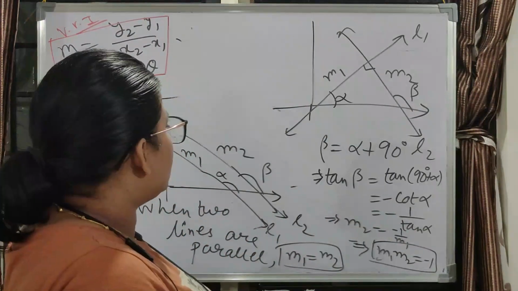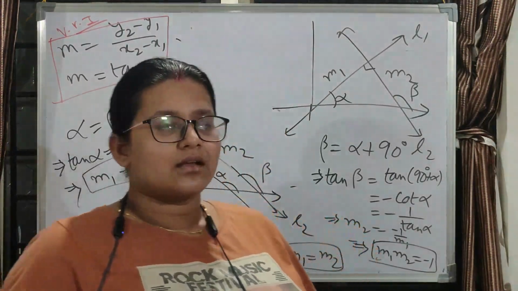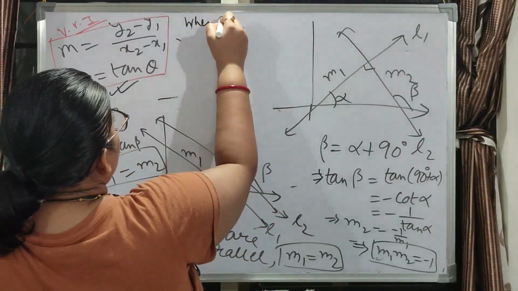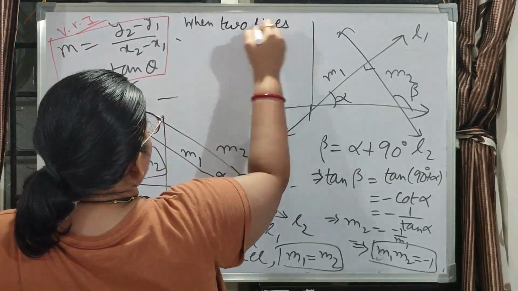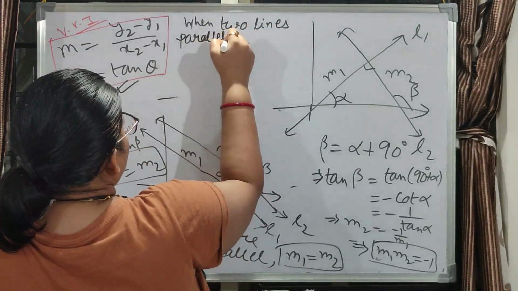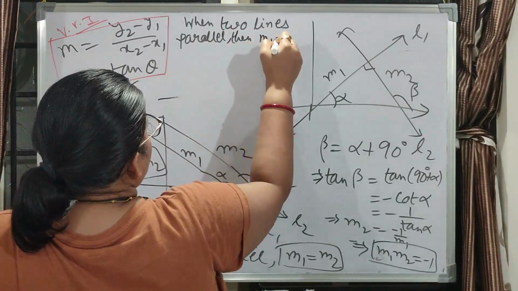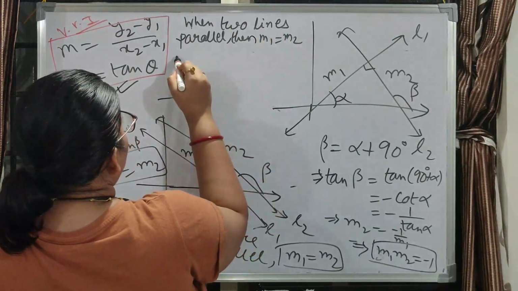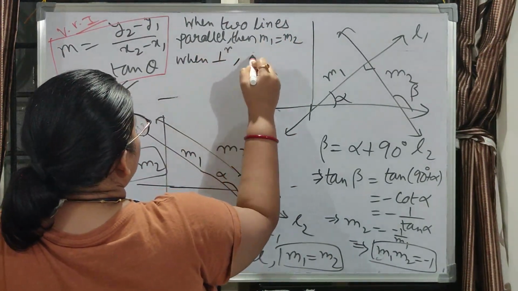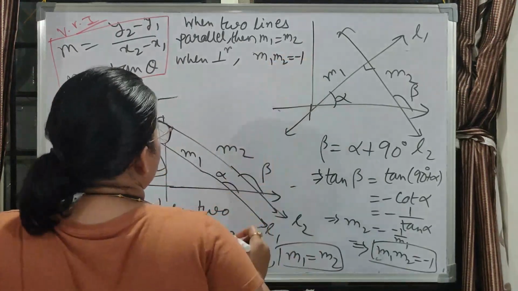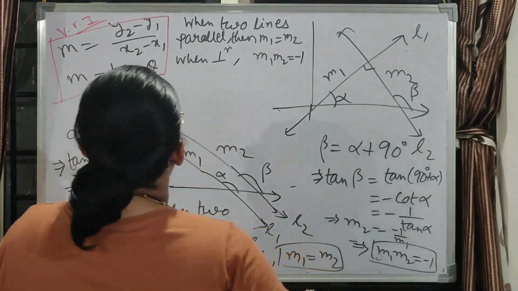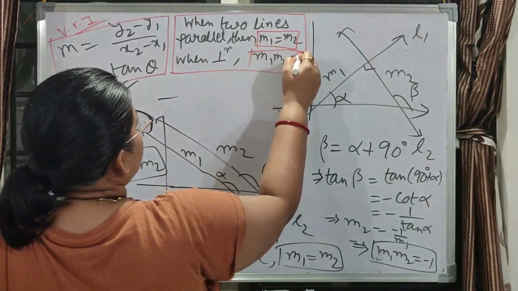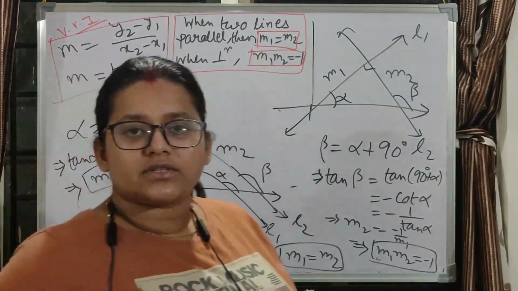If we summarize, what are the things you have to learn today? First is this one. Second, when two lines are parallel, then slopes are equal, m1 equals m2. When perpendicular, m1 m2 equals minus 1. So these three things are really important. Based on these three things, there will be so many questions. We'll see the questions in the next class.